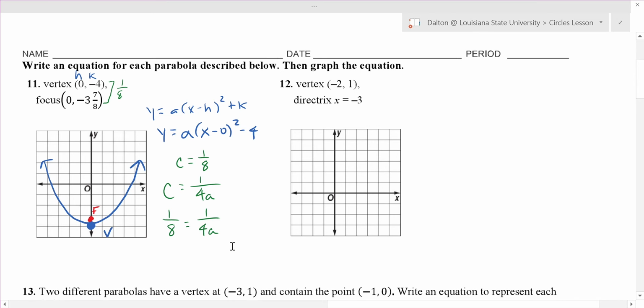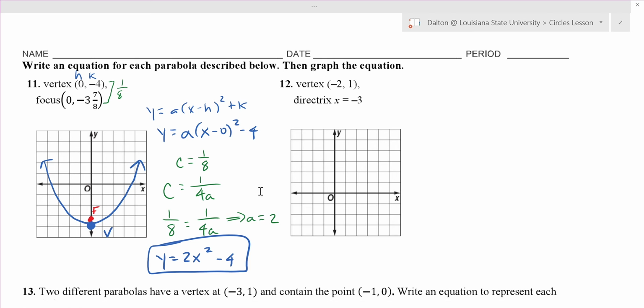and then you're trying to get a by itself, you can do this in a couple of different ways. If I just want these to match, I can just logically say, okay, I know a must be 2. Because if a is 2, then 4 times 2 is 8, and then 1/8 equals 1/8. You can solve it algebraically as well. If a is equal to 2, I plug that in. I end up with y equals 2 times (x minus 0), which is still just x. So that's going to be 2x squared and then minus 4.